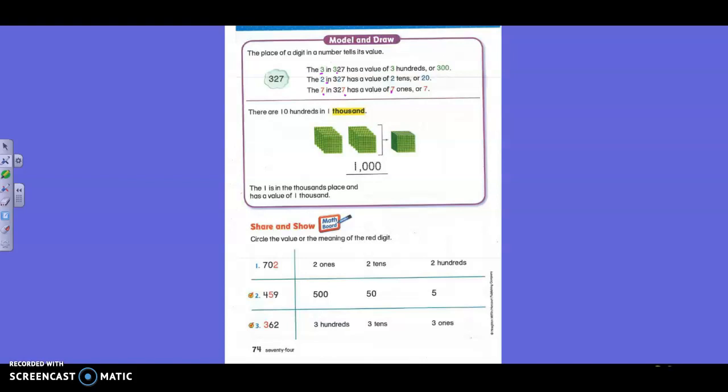Now, boys and girls, when we are counting to 1,000 and we have blocks, you'd have 10 hundreds blocks. So 10 of these: 1, 2, 3, 4, 5, 6, 7, 8, 9, 10. Okay? 10 of these equals 1,000. That's what they're trying to show you.